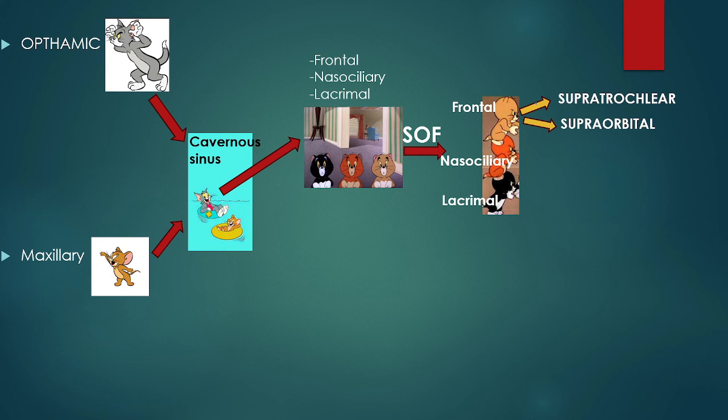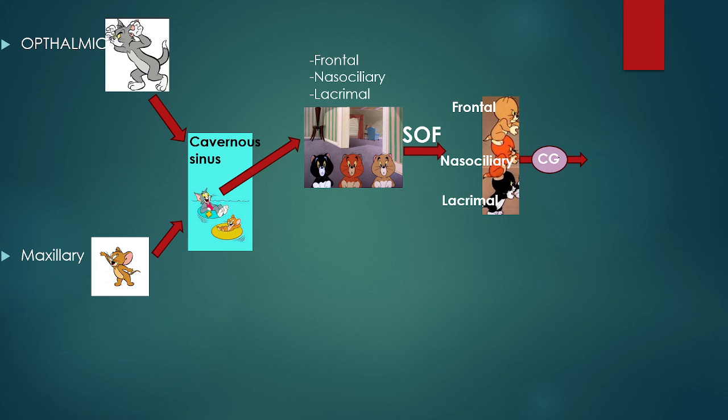What shall I tell now? Ophthalmic branch first of all passes through the cavernous sinus, then gives three branches, that is the frontal, nasociliary, and the lacrimal. Then these three branches pass through the superior orbital fissure. So first of all, frontal branch gives further branches, that is the supratrochlear and the supraorbital. Now next is the nasociliary branch.